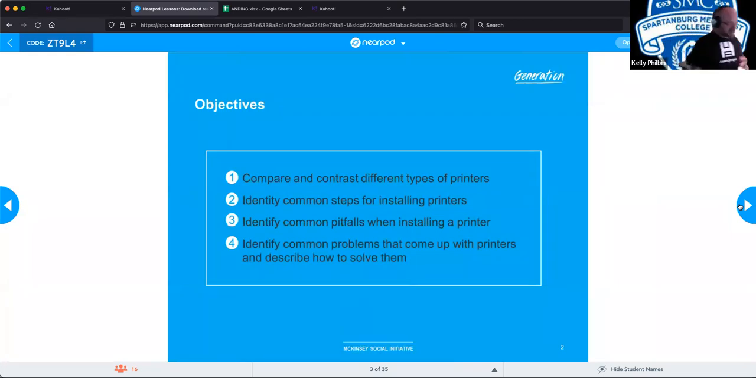Today, we're going to talk about and compare and contrast different types of printers, identify common steps for installing printers, identify common pitfalls with installing printers, and identify common problems that come up with the printers and describe how to solve them. We're also going to dive into that a little bit more this afternoon when we get into hardware network troubleshooting. We get into more printer troubleshooting with that. We also get into obviously monitors, and other hardware aspects as well, power supplies, CPUs, things like that.